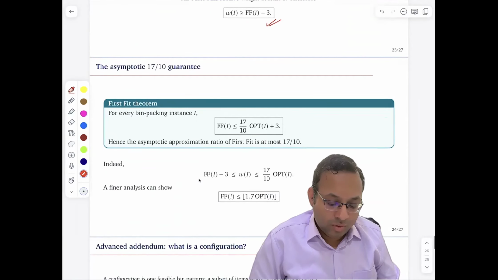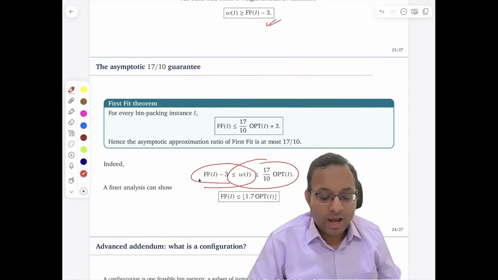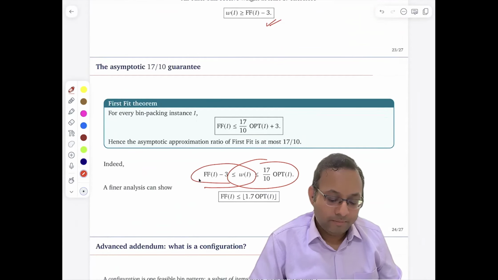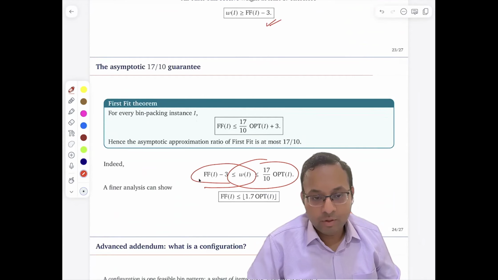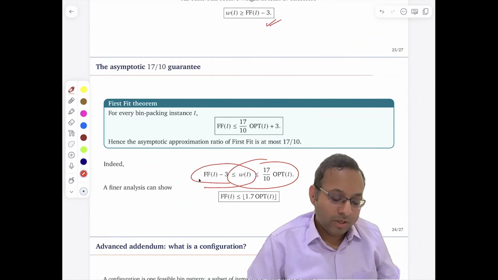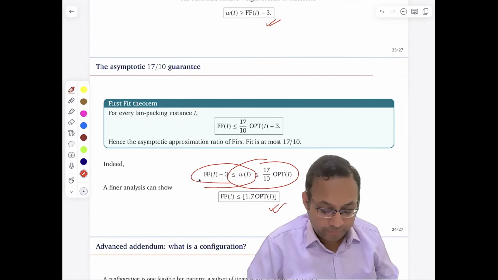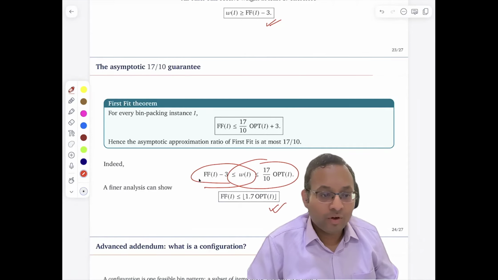And this together shows a guarantee of 17/10 opt plus 3. So you already get a 17/10 asymptotic approximation. Now this function I chose is a slightly simpler function compared to the original function by Ullman and others, because they give slightly better bounds, but I think it's more intuitive to understand this function, and it gives the same bound. And if you analyze more carefully, then you can get even a better bound of 1.7 opt floor. So this concludes the analysis of first fit.